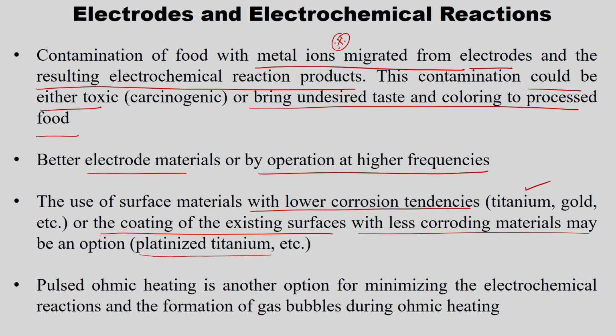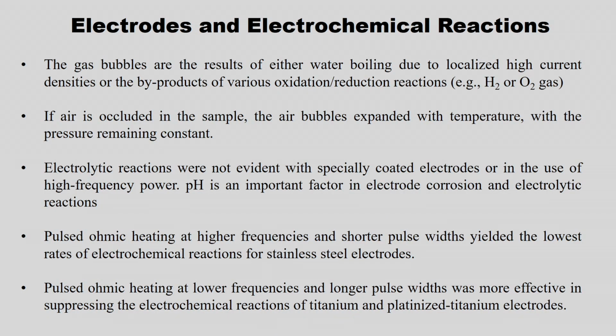So, this also can be used, and pulsed ohmic heating is another option for minimizing the electrochemical reactions and the formation of gas bubbles during ohmic heating. So, the formation of gas bubbles as well as the electrochemical reactions can be taken care of by pulsed ohmic heating. For pulsed ohmic heating, I am supposed to use one more pulse generator to create the current. So, the gas bubbles, we have seen, right.